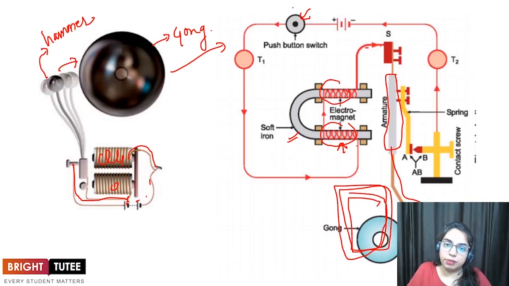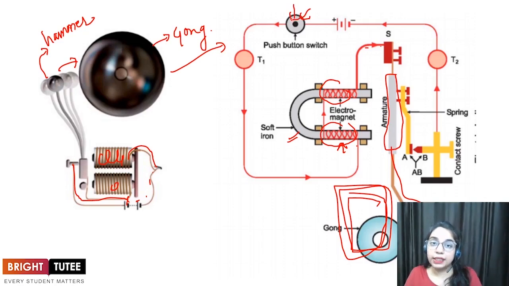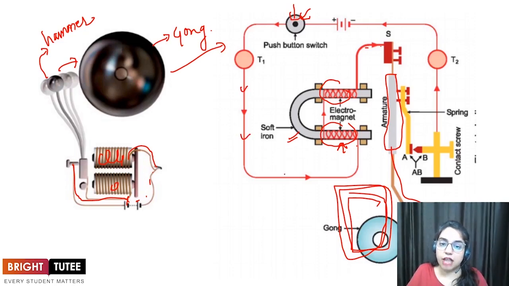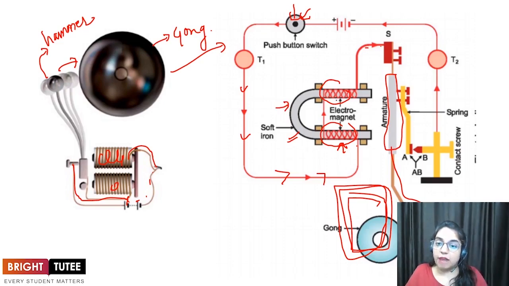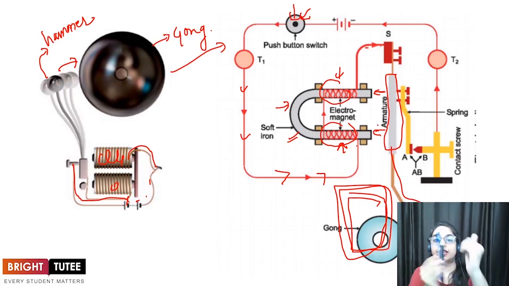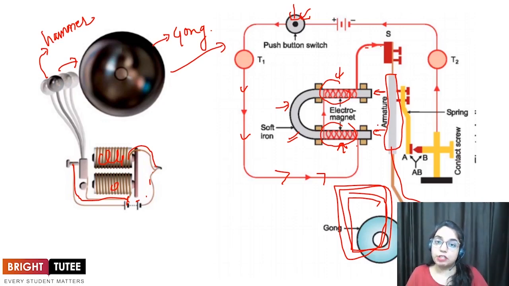So whenever children we push this button, what are we doing? We are completing the circuit, and as a result the current will start flowing through this wire. And when the current starts flowing through this wire, this soft iron will start behaving like an electromagnet. And once it starts behaving like an electromagnet, it will attract this metal plate towards it, and we have a hammer attached to this metal plate like this. And when the metal plate moves forward, the hammer also moves along with it, and it will hit the gong like this, and it will produce the ringing sound. So this is the complete principle of this electric bell.